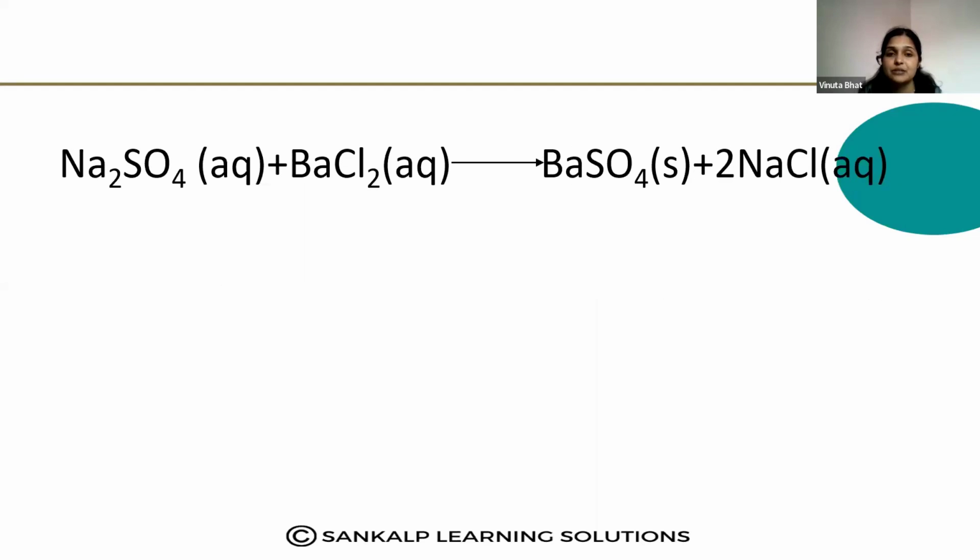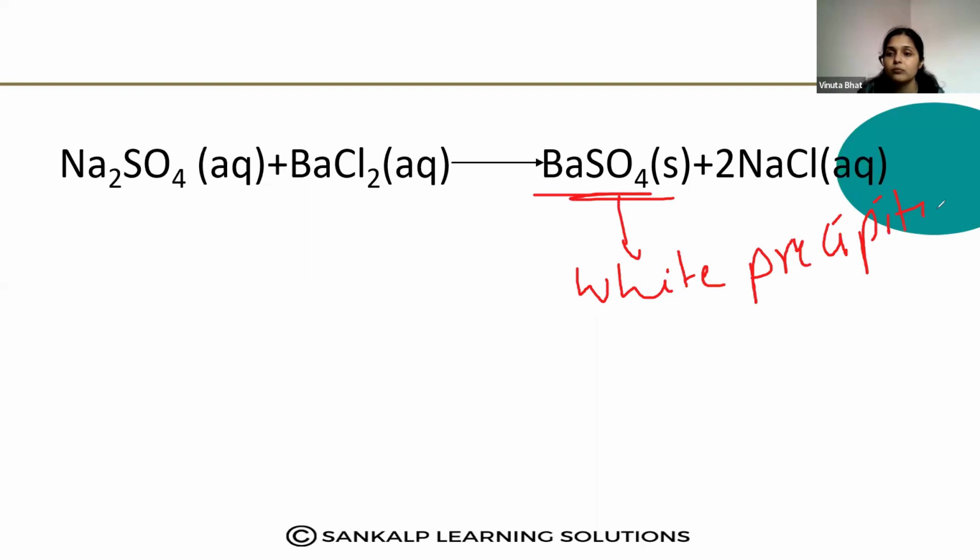Sodium sulfate reacts with barium chloride. It forms barium sulfate and sodium chloride. Here we can say that a white precipitate is formed. So by observing the white precipitate, we can say that there is a chemical reaction taking place.